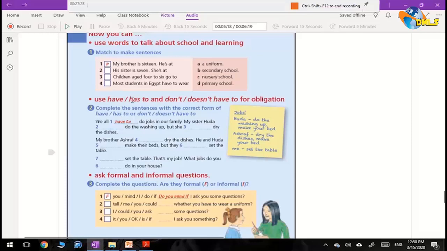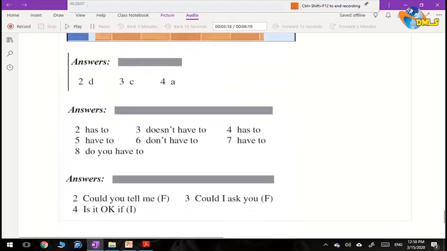Then we will cover the grammar part using has to, have to, doesn't, don't have to for obligation. Complete the sentences with the correct form of has to, or don't, doesn't have to. Then ask formal questions in these four parts. For these three exercises, I will give you a total time of 5 minutes to do it starting now. Okay, when you're done, check your answers, and your answers are right there.